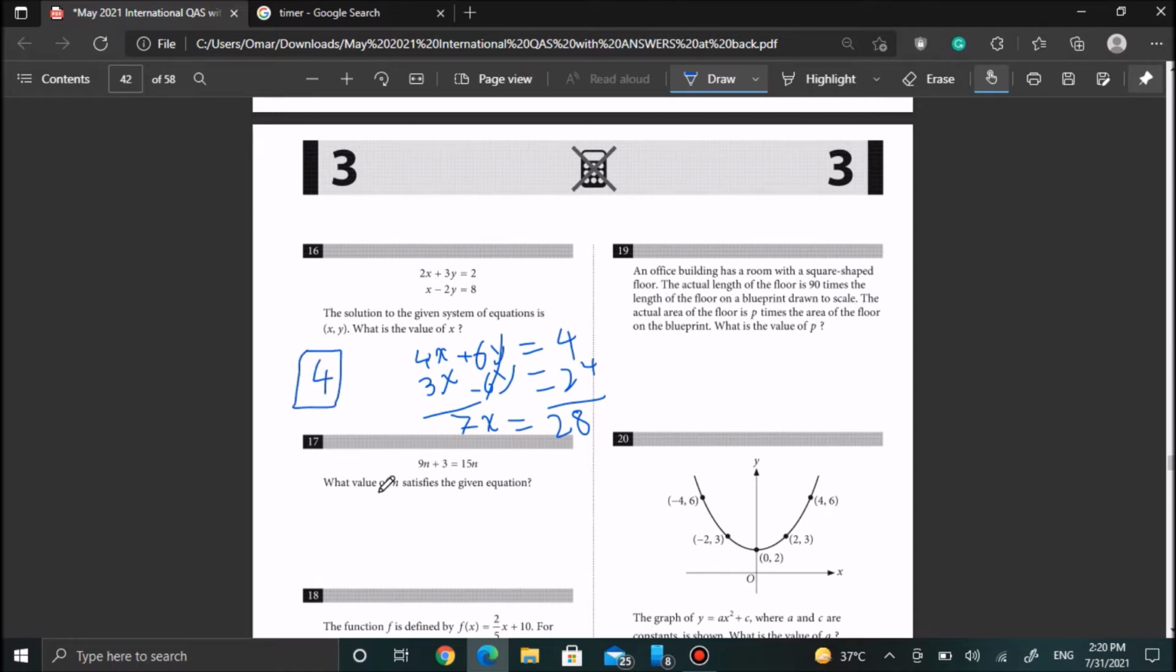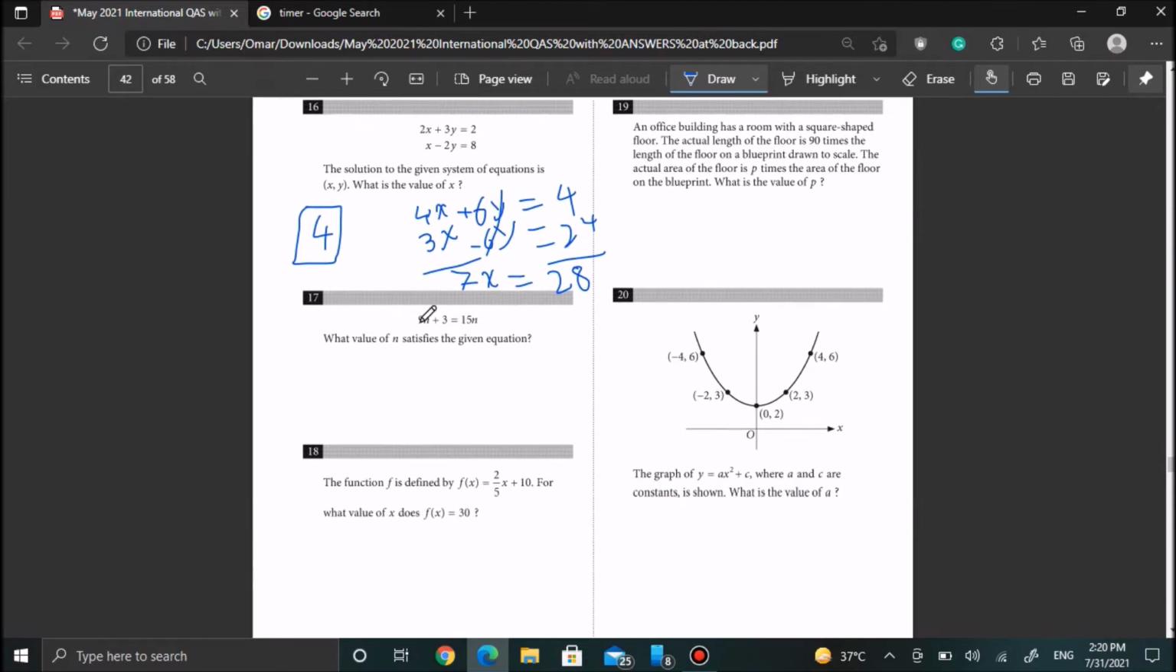Okay, what value of n satisfies the given equation? Let's see. Subtract 9 from both sides. 15 minus 9 is 6. Right, so 6n is equal to 3. So n is equal to half. n is 1 over 2. Right? That's it. n is equal to half.